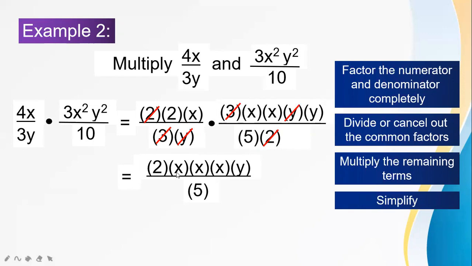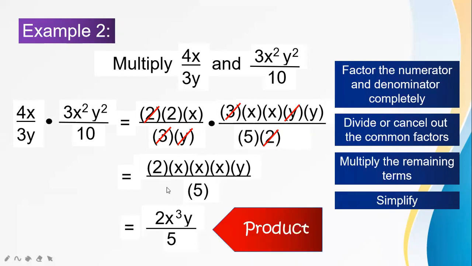So multiply 2 times x, then y, or 2 multiply x, multiply x, multiply x, multiply y, then over 5. And therefore, we have 2x cubed y over 5. So therefore, this will be the product.